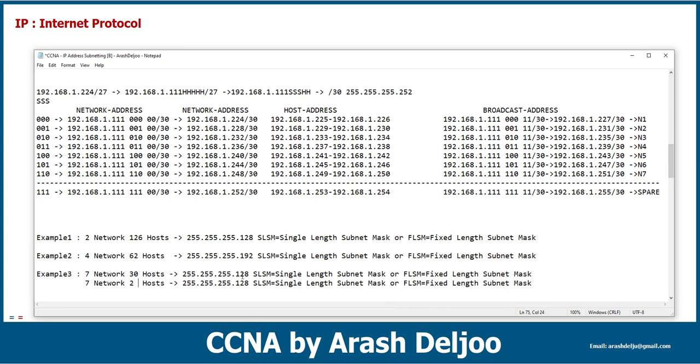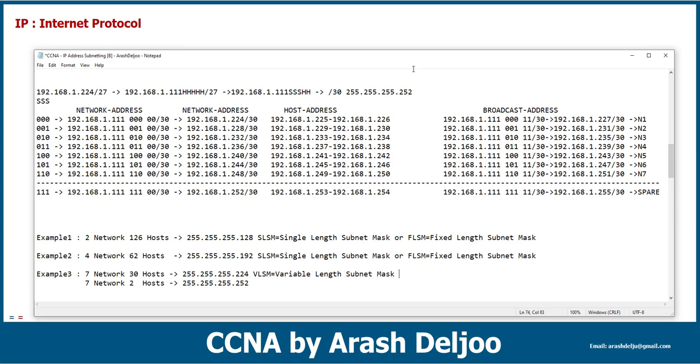For the first network, we find 255.255.255.224, and for the second requirement, we find 255.255.255.252. That's it, okay? This means that in this scenario, we are using VLSM, or variable length subnet mask. This means that in our networks we are using different lengths of the subnet mask, because we have different requirements for different networks.